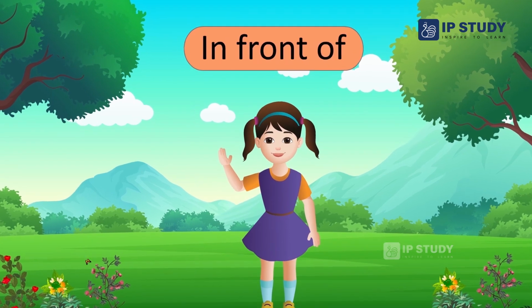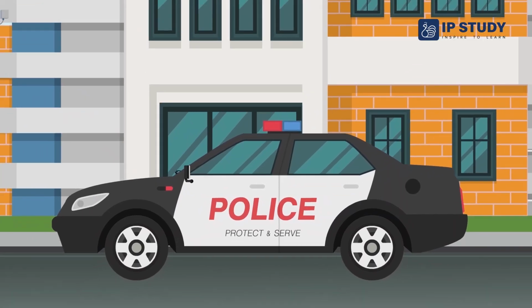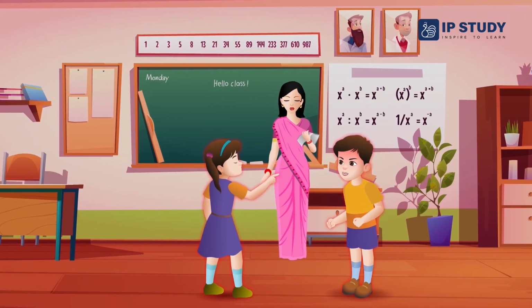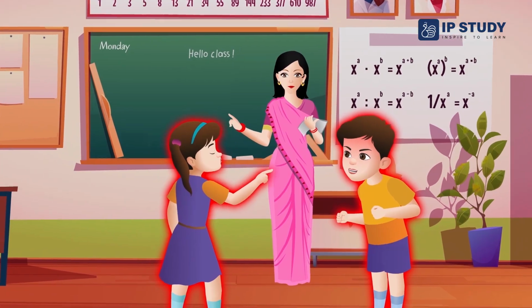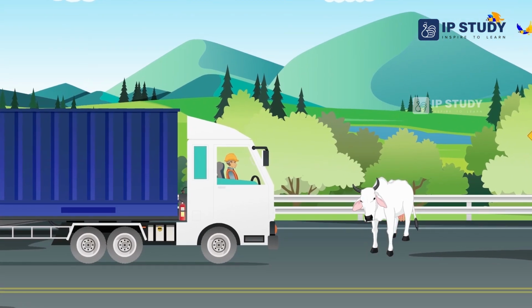We use in front of to tell where something is located. A police car was parked in front of the house. The kids were fighting in front of the teacher. The cow is in front of the truck.